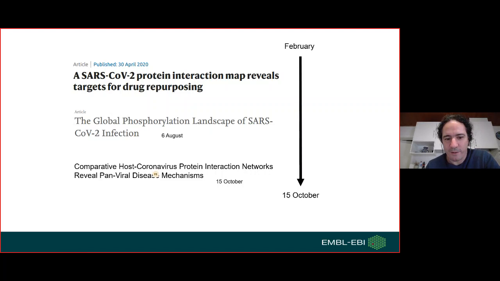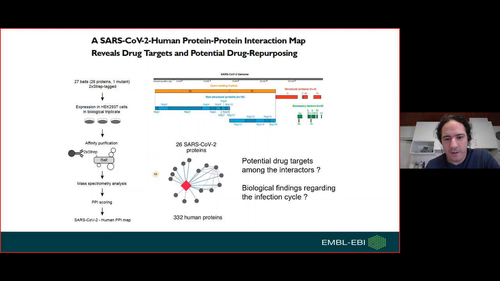So as a brief reminder, the first project was taking each of the human proteins, each of the viral proteins one at a time, using a strep tag construct expressed in HEK cells individually, and then, once purified, using mass spectrometry to try to identify the interacting proteins in the HEK cell background. And once this is done, this is scored.